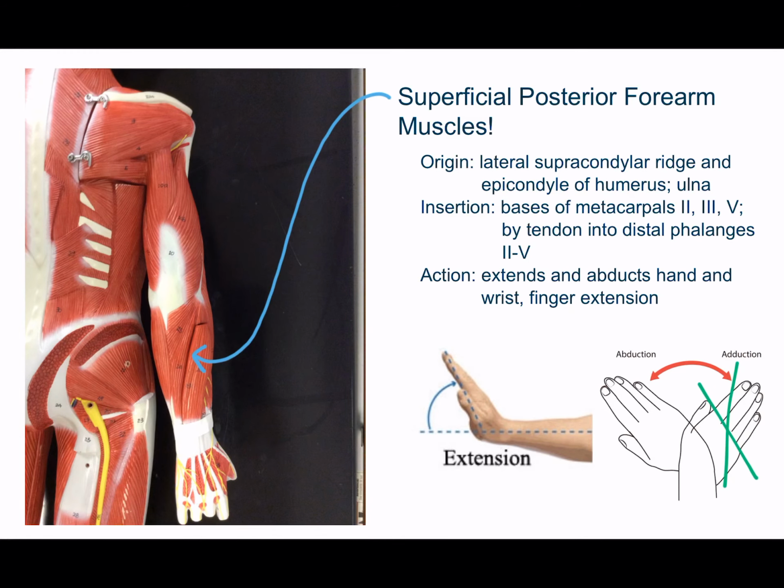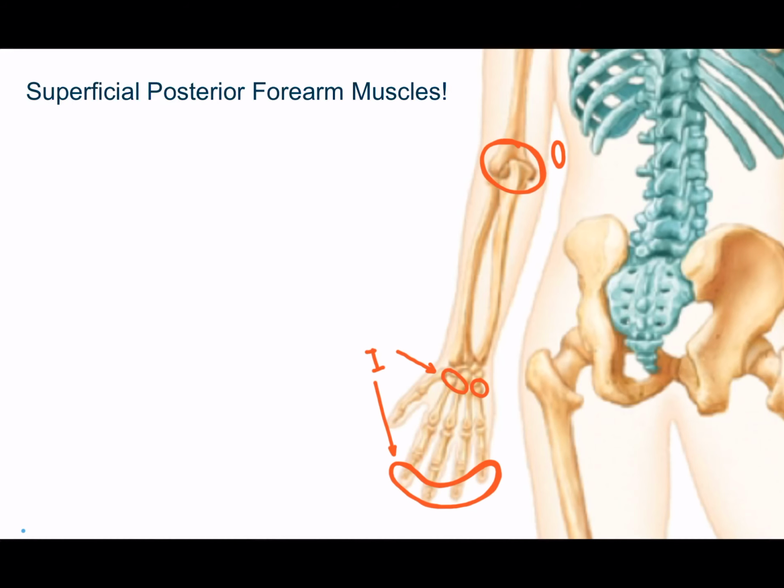So the action is going to be extending and abducting your hand and wrist and finger extension. So you can see right here we have extension, which is pulling it back, and then we're going to have abduction right here, putting your thumb towards you. And so you can see here how many different ways it's going to be able to pull that back and do all that.